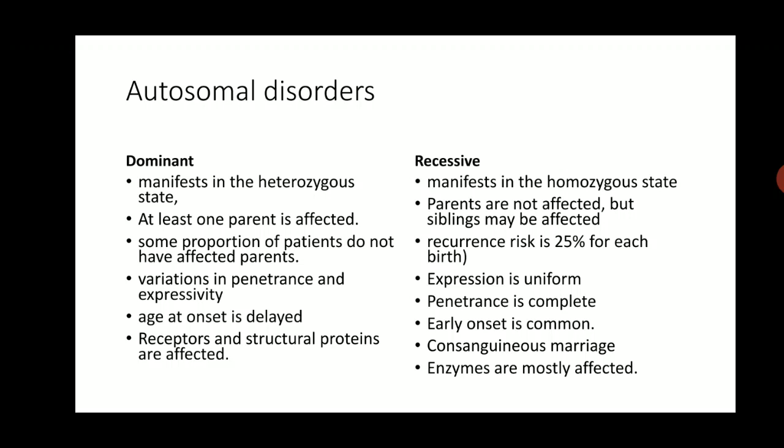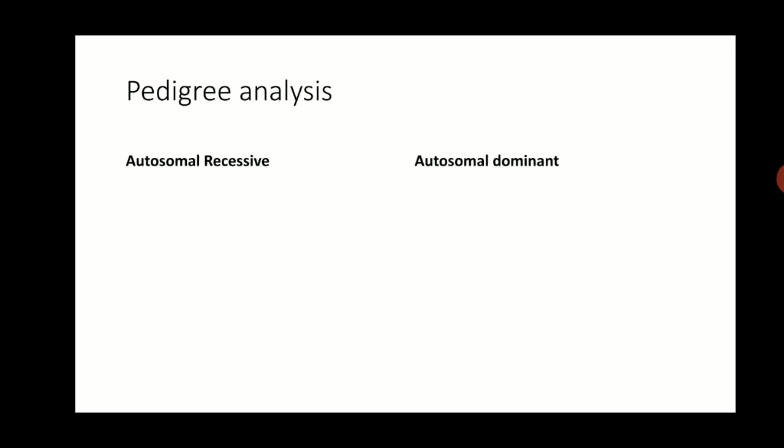Recessive disorders usually affect enzymes, for example, phenylketonuria or the lysosomal storage disorders. These are all enzyme disorders. Please remember that all hemoglobin disorders such as sickle cell anemia, hemoglobin D disorder, thalassemias, all are autosomal recessive disorders. Pedigree analysis is a method to know whether a particular disease is autosomal recessive or dominant.